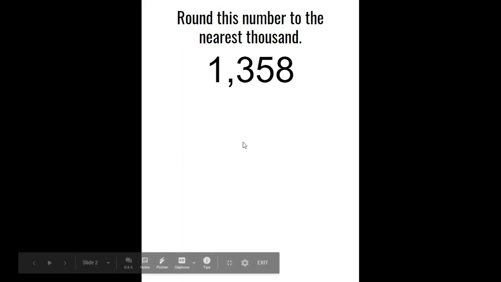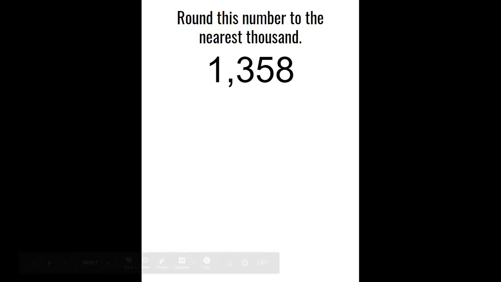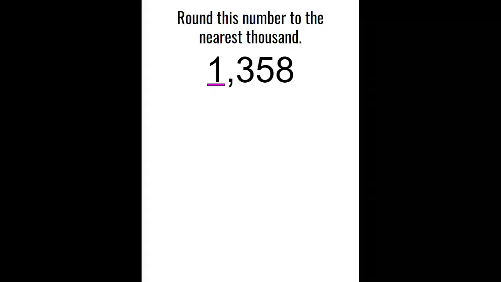For example, in this number, round this number to the nearest thousand. So my directions are to find the thousand and round my number to the closest thousand. For example, in this number, I have 1,358. If I were to look at the place value of each of these numbers, I have my ones, my tens, my hundreds, and my thousands. My directions tell me to round to the thousands. So the first thing I'm going to do is put a line under my thousands place.